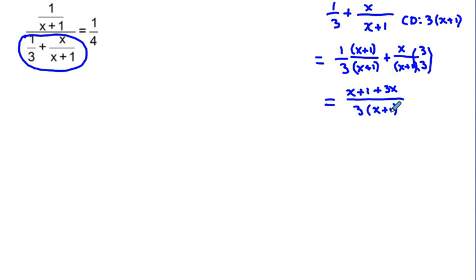Now often my students will want to go ahead and distribute in the denominator, but that isn't sometimes helpful. So now simplifying the numerator, we have left 4x plus 1. In the denominator we have 3 times quantity x plus 1.